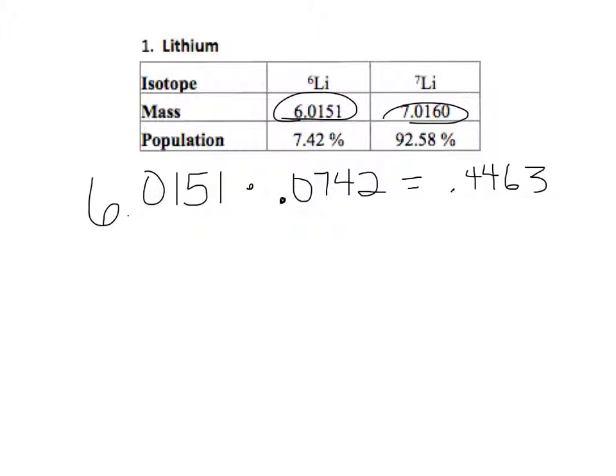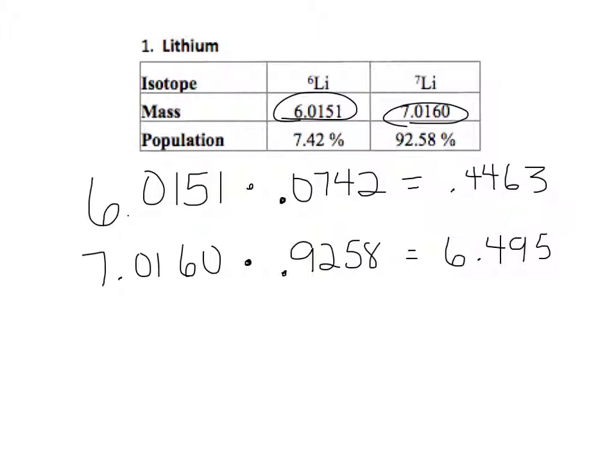0.4463. And we take our second mass of lithium, 7.0160, and we multiply again by moving that decimal, 0.9258, and we find that we get 6.495. And so we go ahead then and add 0.4463 plus 6.495, and we get an average atomic mass of 6.941 AMUs. Sometimes these are going to be in the form of a word problem, but it's no different.